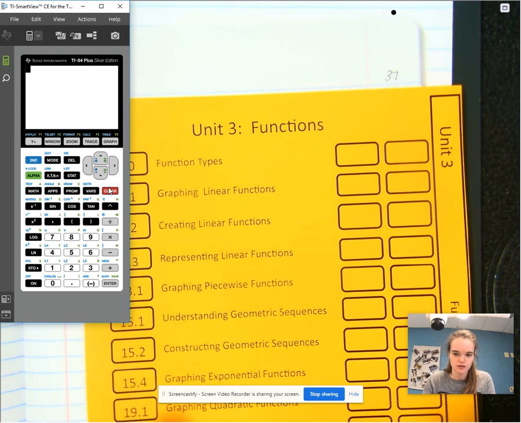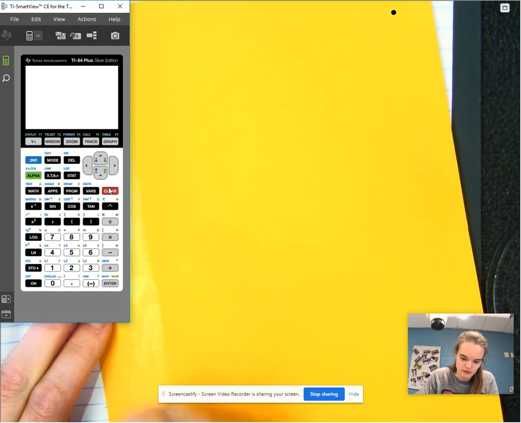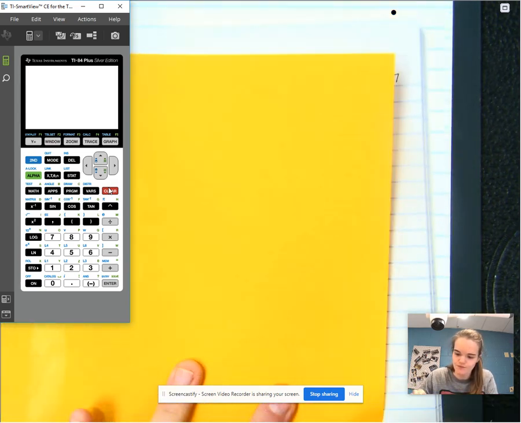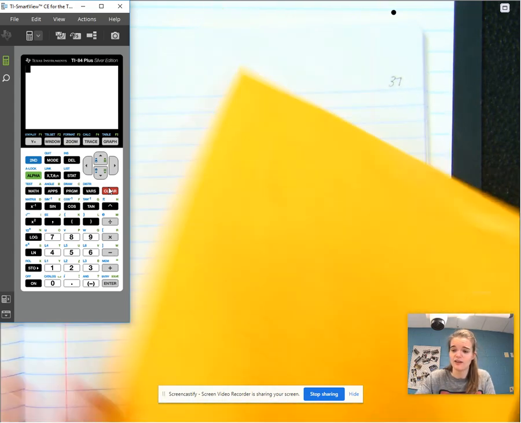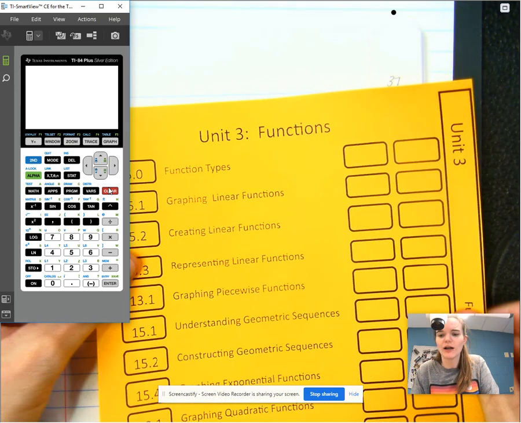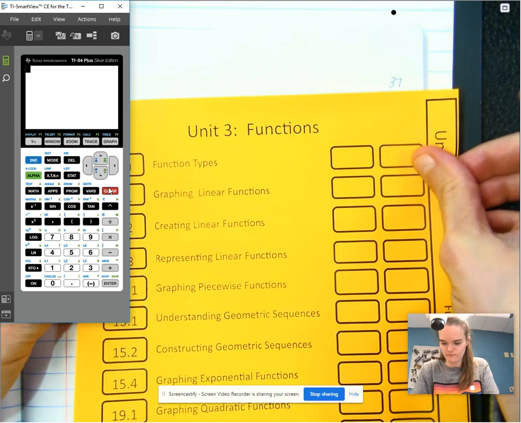Okay, so go ahead. Let's glue this in. If you don't have it, I would write these down on 37. Just make your own tab. Write them down. All right, there we go. Stick it out a little bit.